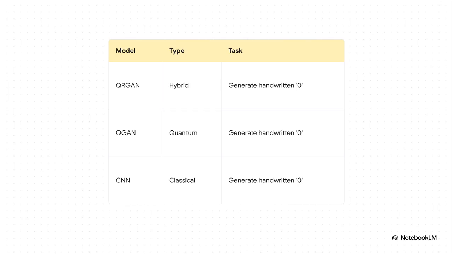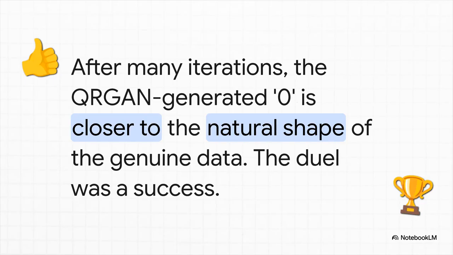In one corner, you have the new hybrid, QR-GAN. They pitted it against a standard, purely quantum GAN and a traditional classical neural network. The task for all of them was pretty simple. Look at a bunch of handwritten zeros, and then try to draw one yourself. And the results? Well, they speak for themselves.